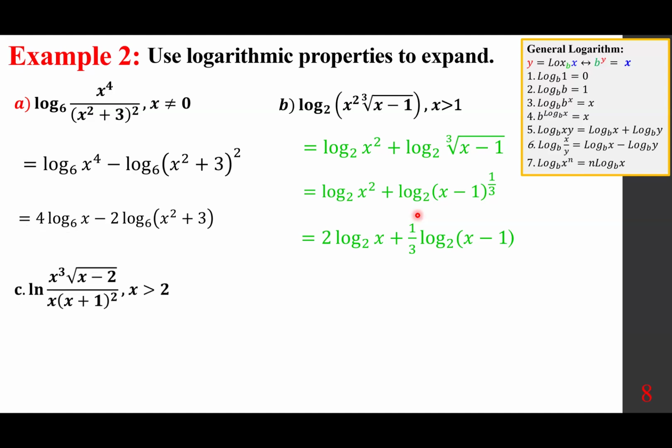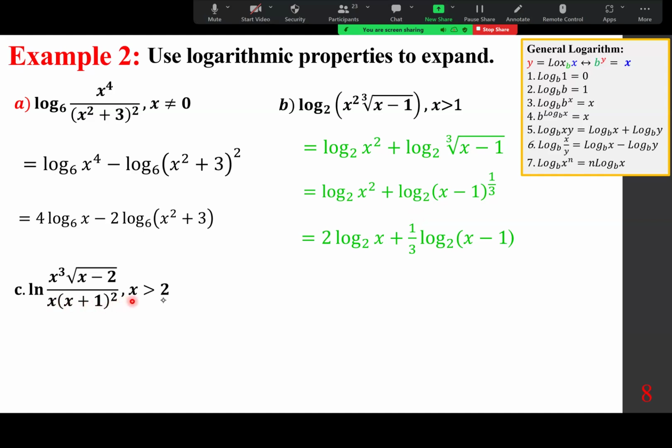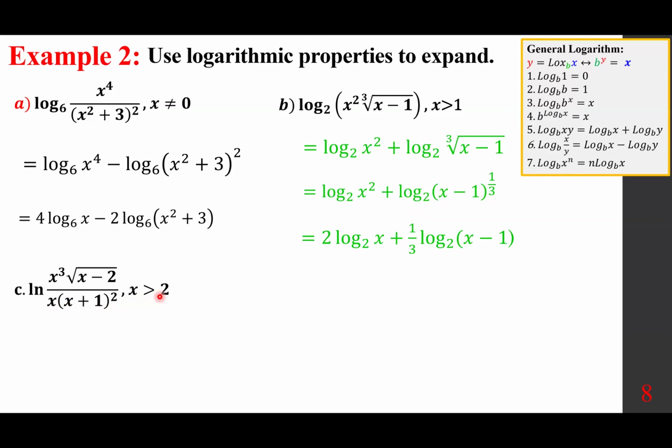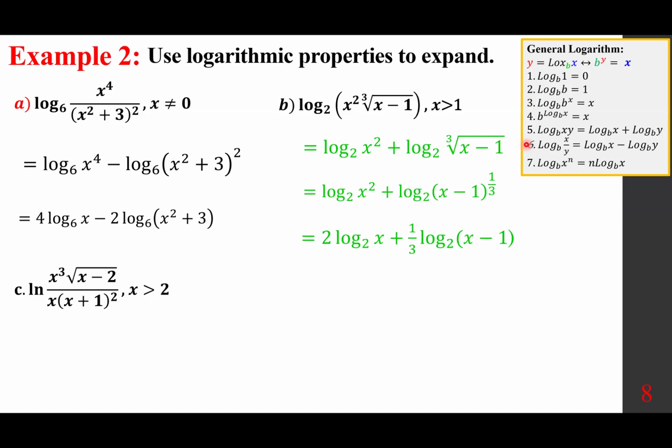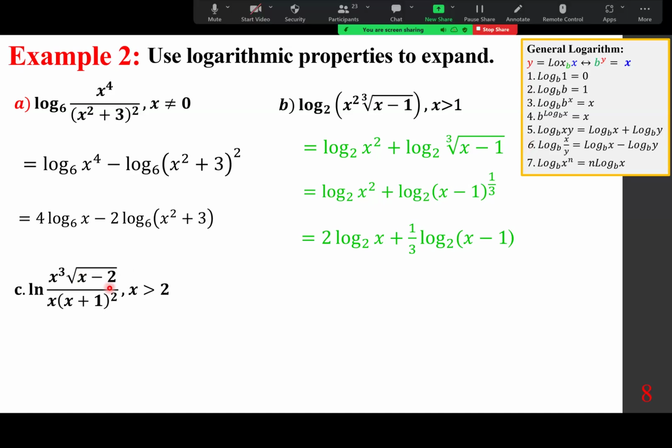ln of x cubed square root of x minus 2 over x times x plus 1 quantity squared. X is larger than 2, and we want to decompose this completely. First and foremost, we use number 6, the quotient rule. So the log of the top minus log of the bottom. In this case, the ln of the top minus ln of the bottom. So ln of x cubed square root of x minus 2 minus ln of x times x plus 1 quantity squared. So that's the first step.